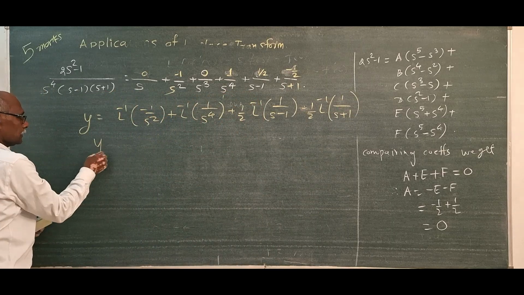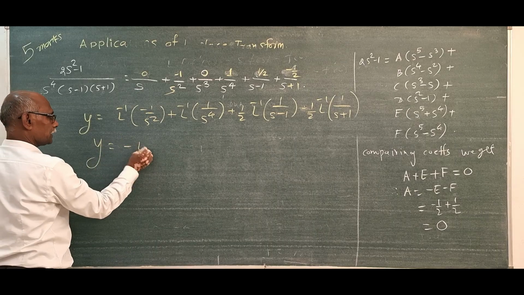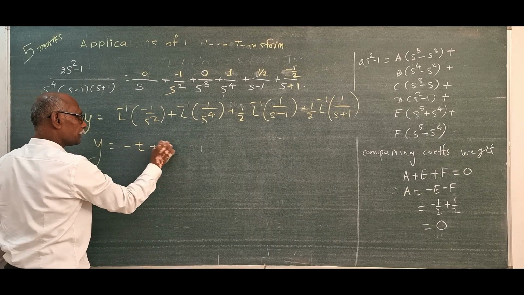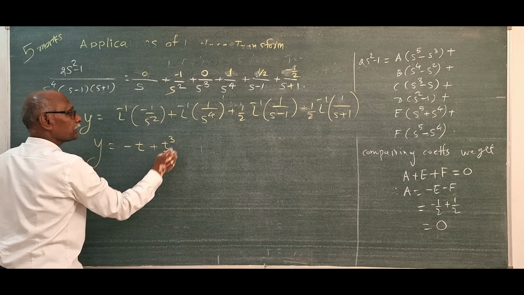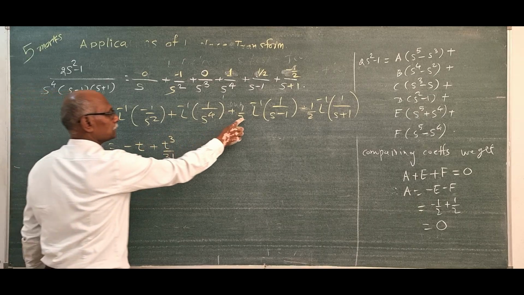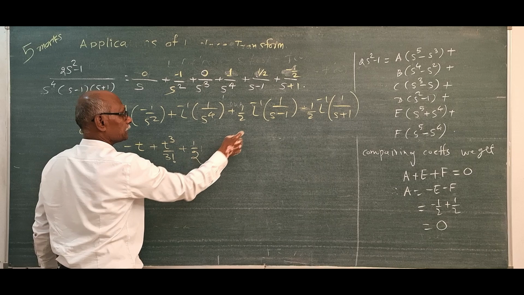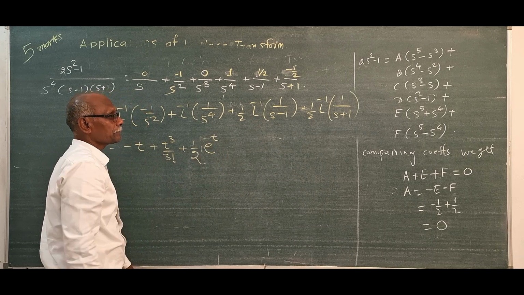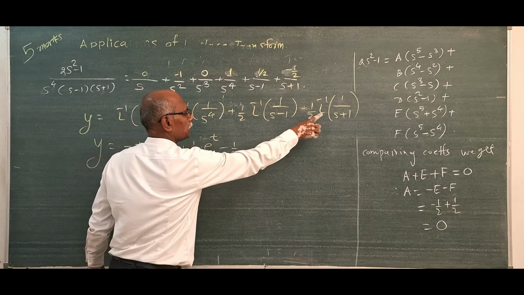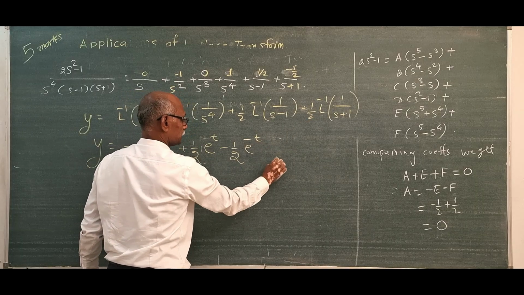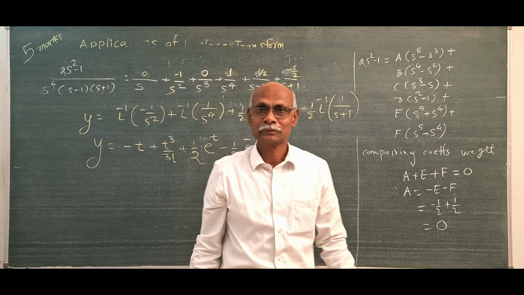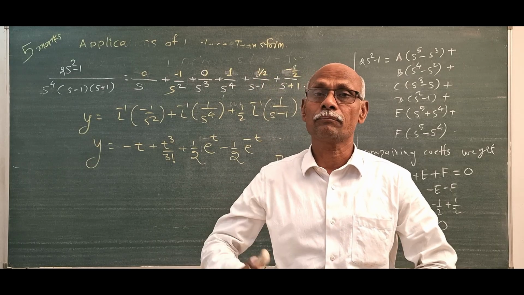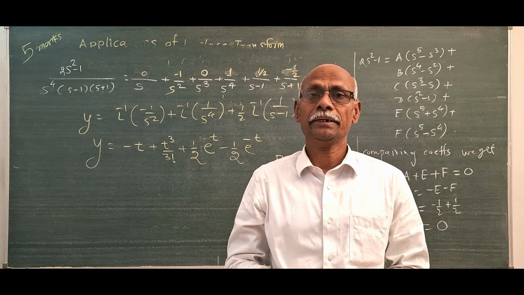So y is equal to, this is minus t, standard formula, s raised to 4, that means you have t cube by 3 factorial. How? It comes from the standard formula. This is half, but it is 1 upon s minus 1, that standard formula tells you it's e raised to t. And then minus 1 upon 2, the inverse Laplace transform is e raised to minus t. That's the answer. It's quite a big problem, no? But so many things we can learn from this problem, right? Thank you.